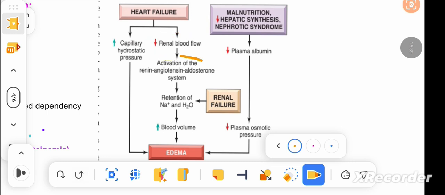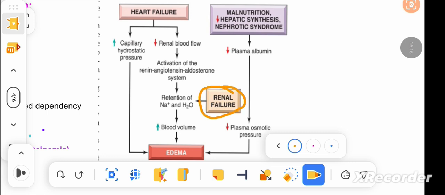Okay, so the kidney will activate the renin-angiotensin system. That activation leads to release of aldosterone. The aldosterone will lead to retention of sodium and water. So this water, which is retained by the kidney, will now increase the blood volume. If the blood volume is increased, the hydrostatic pressure is increased, then the fluid will leak out of the blood vessels, causing edema. Okay, that's one way heart failure can do that.